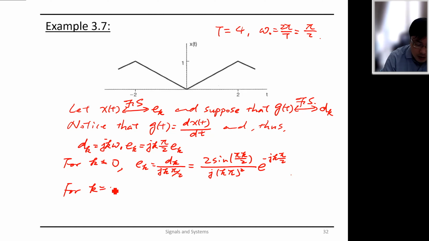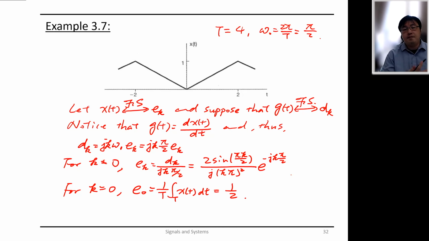And for k equal to 0, E0 is just equal to the average of the signal over one period. So this is just the integral of x of t dt over one period, which is 1/2.